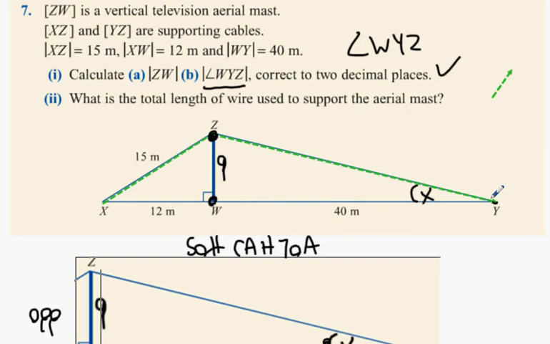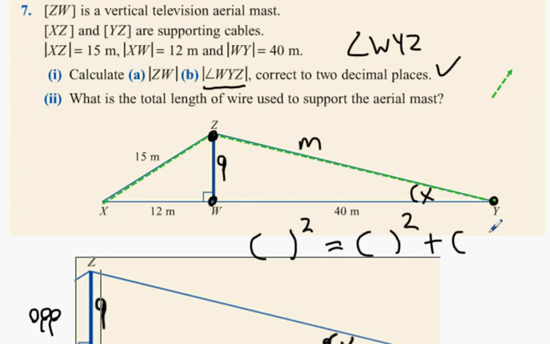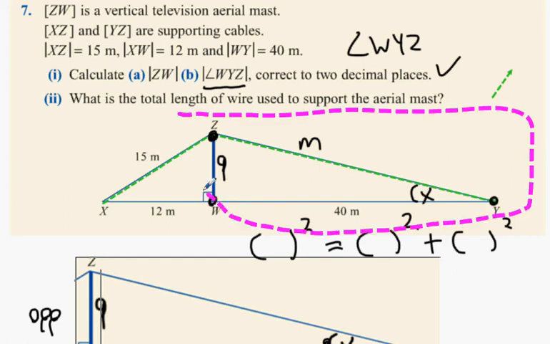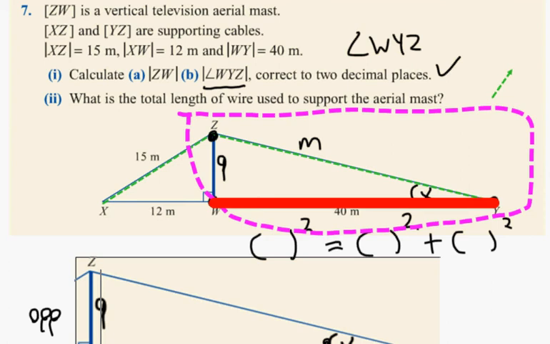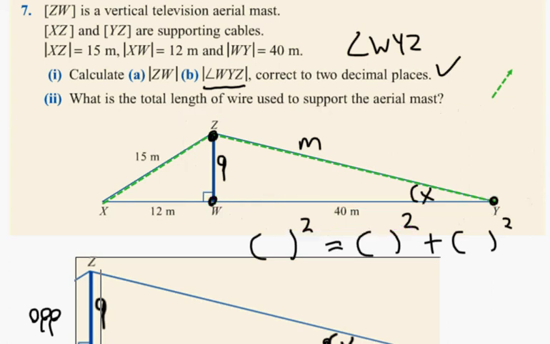What is Z to Y? Let's call it the letter M. What can we use to solve that? Exactly, Pythagoras' theorem. What Keen suggested was that we get the longest side squared equals the two shorter sides squared added together. What's the longest side squared in this triangle here, the triangle to the right? This triangle here. M is the longest one by eyesight.